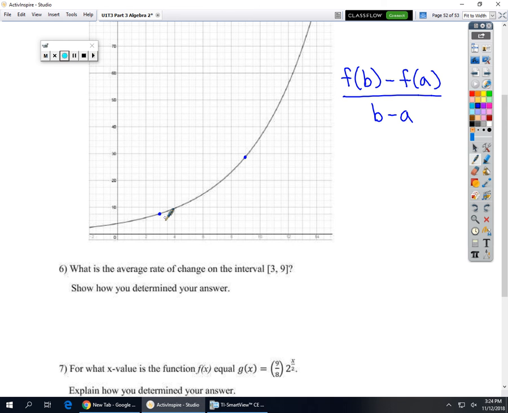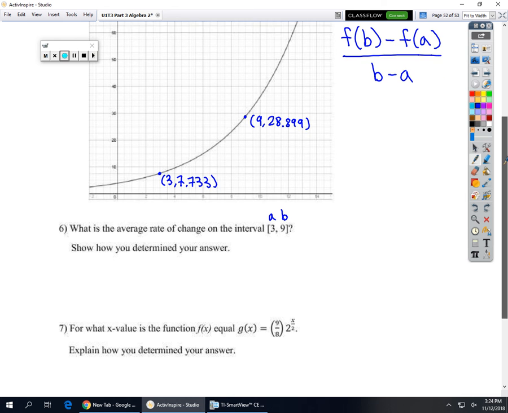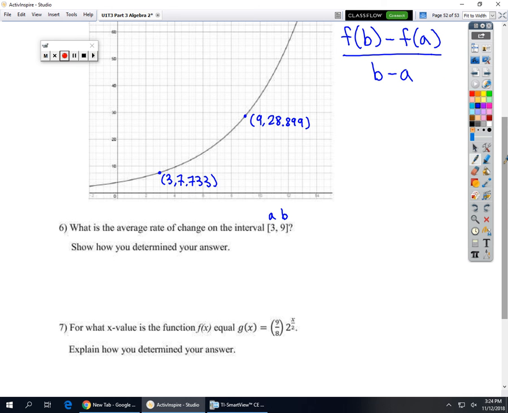So this point is 3, 7.733. And this one is 9, 28.899. So now I can use this for my average rate of change formula. Remember, 3 is your a value, 9 is your b value. That's why I was using 3 and 9 in the first place. Now let's actually apply this into the formula. So f of b, which is f of 9, minus f of 3, all divided by 9 minus 3.